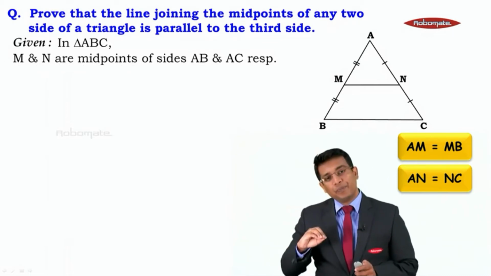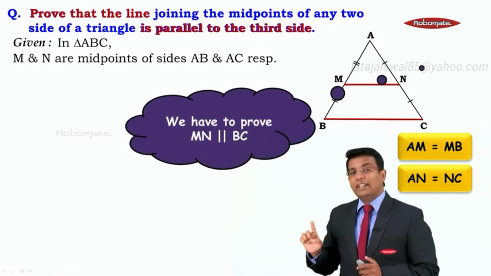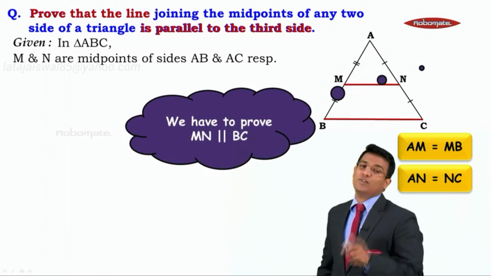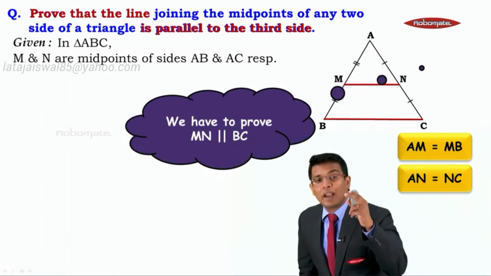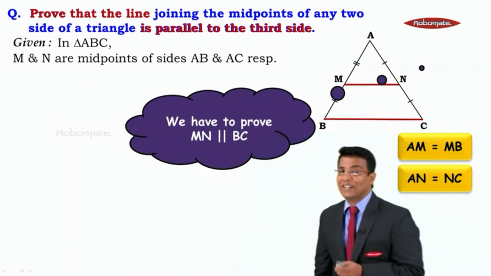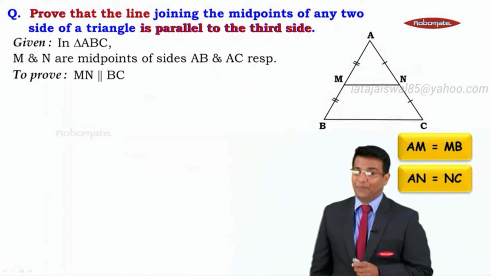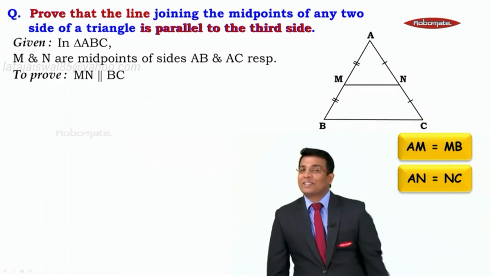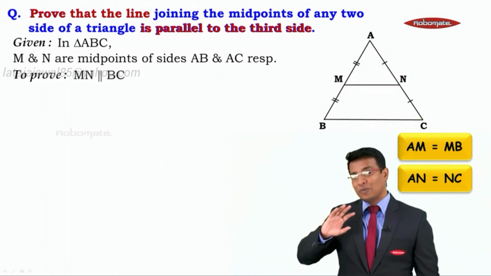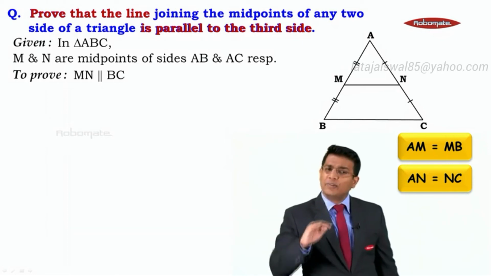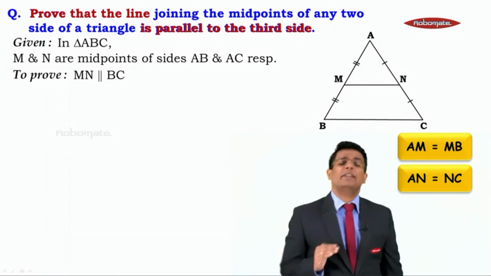So given information. It says we need to prove that the line is parallel to the third side. That means that line joining these two midpoints, that is MN, is parallel to the third side. What's the third side? That is BC. So we have to prove that MN is parallel to BC. So we have the given and the to prove with us, right? This is what you are supposed to prove in the sum. Now let's see the to prove. It says we need to prove MN is parallel to BC.